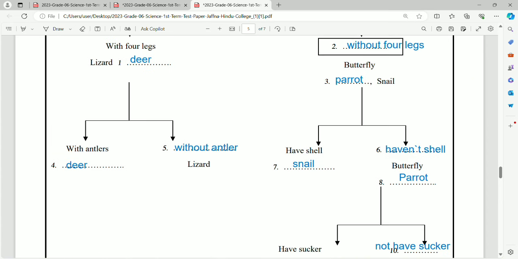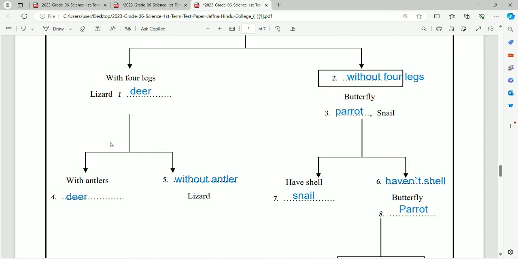Then we have to go here. With 4 legs, what things are present? Lizards and deer. Deer has antlers. So with antlers, deer. Then what is remaining? Lizard. Lizard comes here without antlers. Lizard doesn't have antlers.